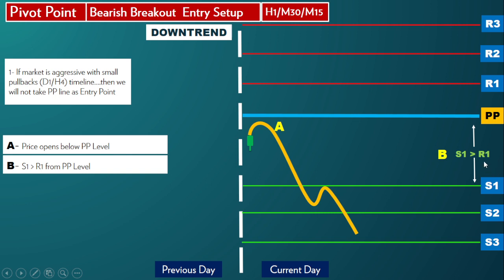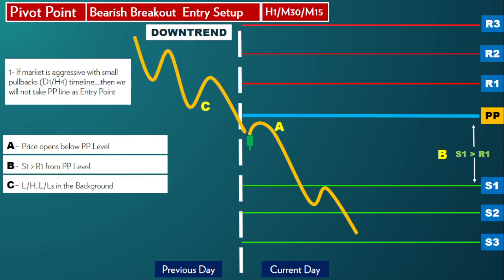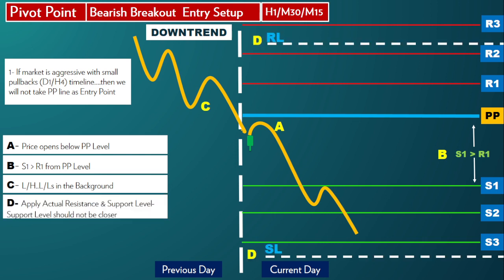Number two, we need to make sure that S1 is greater than R1. The distance of S1 from PP is greater than the distance of R1 from PP. That's also confirmed. Then we need to confirm that there is a downtrend in the background with lower highs and lower lows. That also confirms. And then don't forget to apply actual support and resistance levels. So we will apply these resistance levels and then support levels over here.